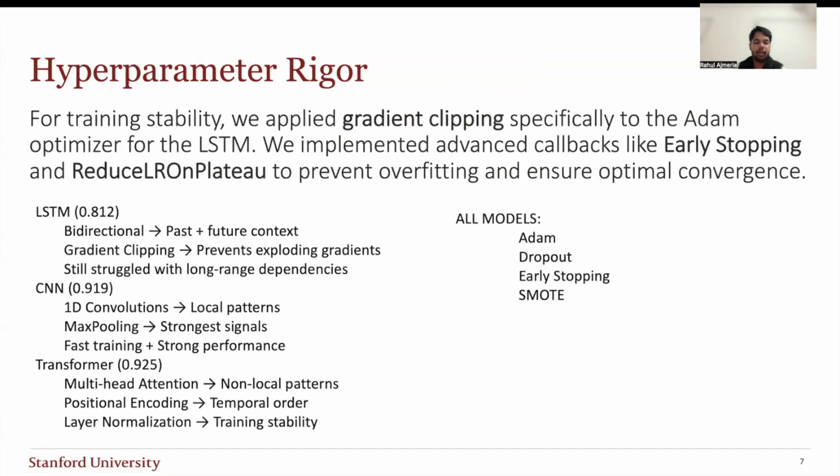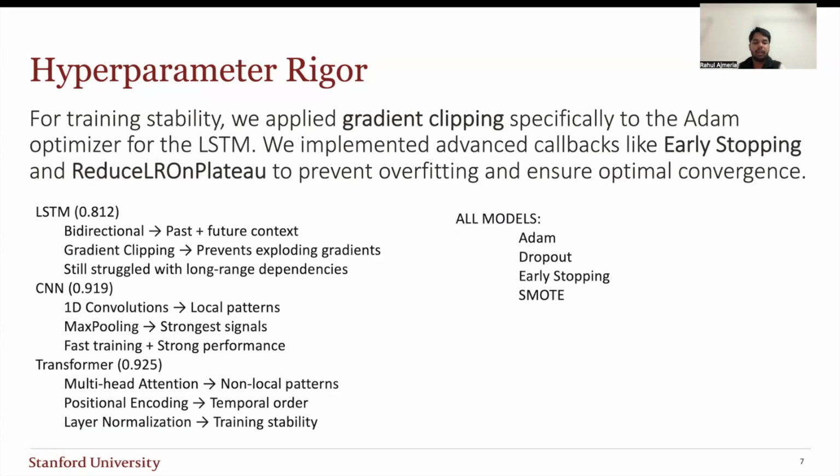For training stability and optimal performance, we applied rigorous hyperparameter tuning across all models. We used gradient clipping specifically for the LSTM to prevent exploding gradients, which was a common issue noticed. We implemented callbacks for early stopping by monitoring validation loss with a patience of 10 epochs to prevent overfitting. We also added a reduce learning rate on plateau strategy, which dynamically reduces the learning rate by 50% when validation performance plateaus, thus ensuring optimal convergence.